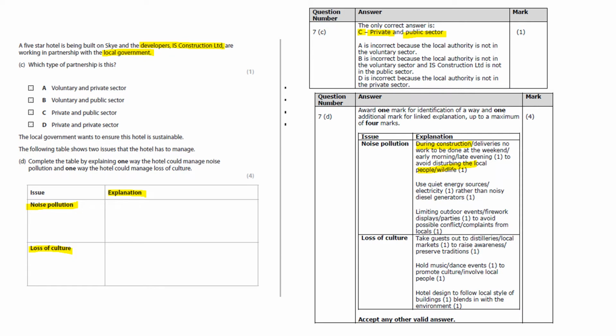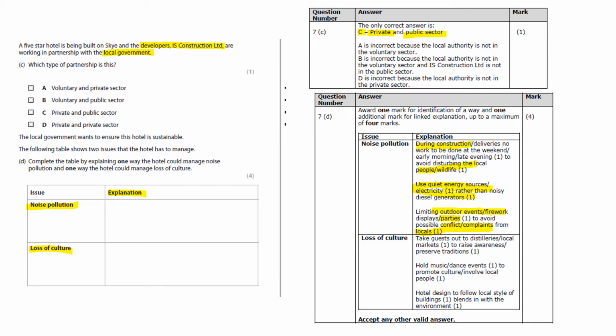You could use solar panels, for example, rather than noisy diesel generators. You could avoid loud outdoor music or fireworks or loud parties, to avoid complaints from the locals. You could sound insulate it, anything like that.